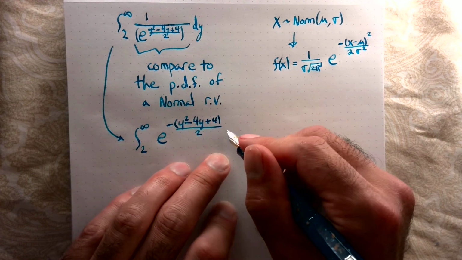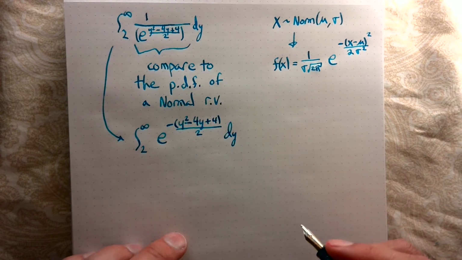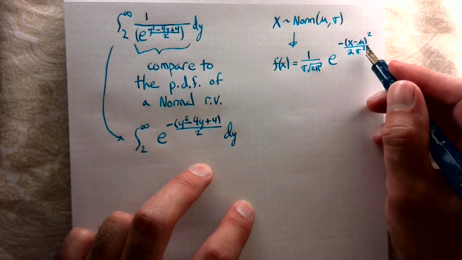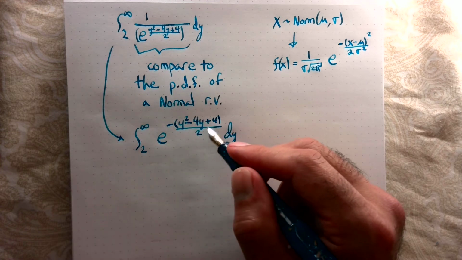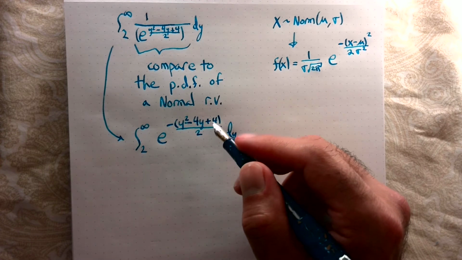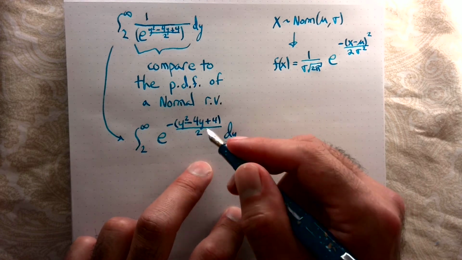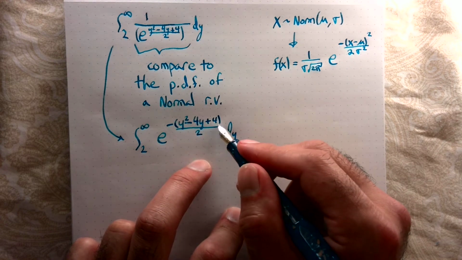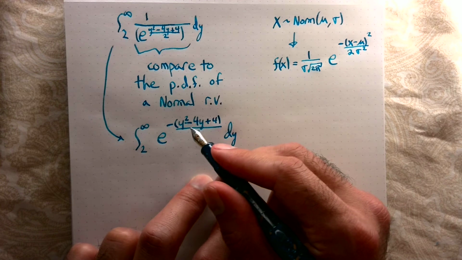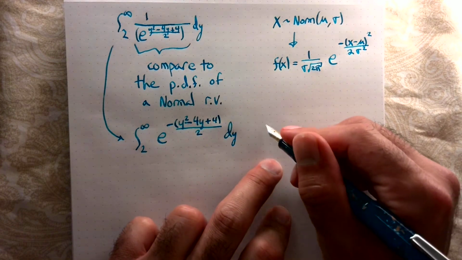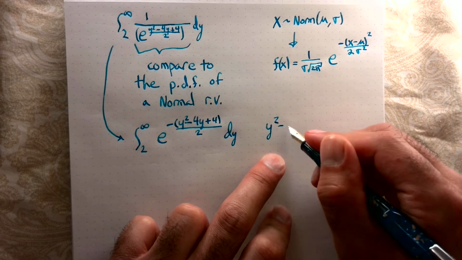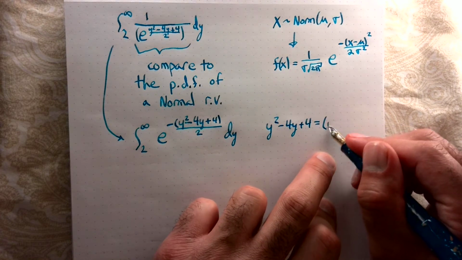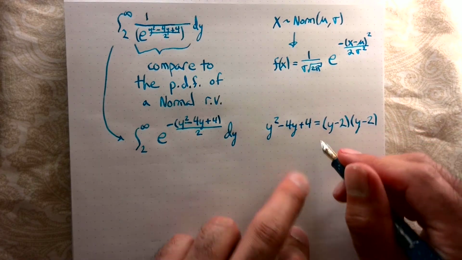Now you can see when you compare these two, this has a minus x minus mu squared, and in here we have this quadratic expression. In general, what we would need to do is complete the square. But if I take half of this, it's -2, I square it, I get 4. So actually, this is already a square. Let's confirm that over to the side. We have y squared minus 4y plus 4. If we factor this, we get y minus 2 squared.